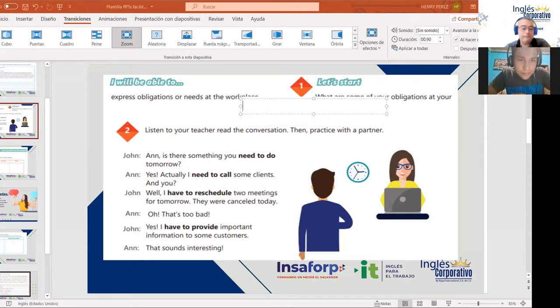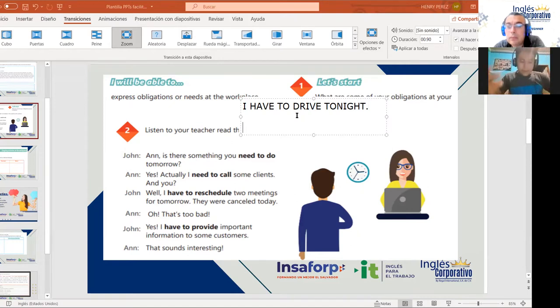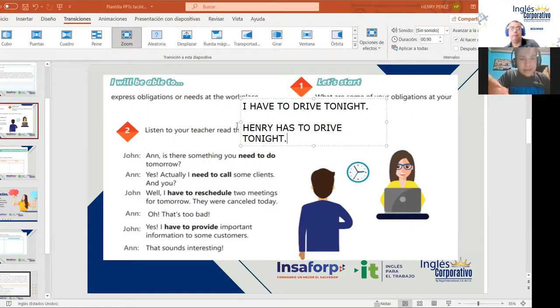Si yo digo, I have to drive tonight. Tengo que manejar, o sea, tonight es hoy en la noche. How would you say it? Henry has to drive tonight. Okay, very good. Repeat it. Henry has to drive tonight.